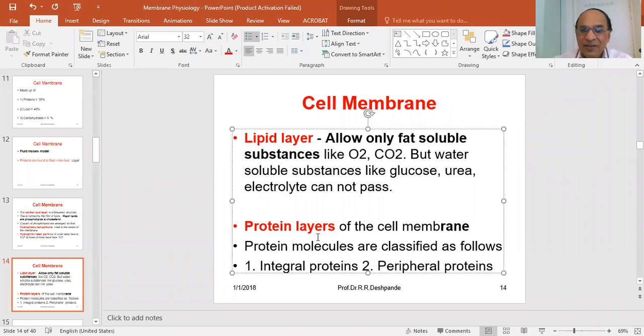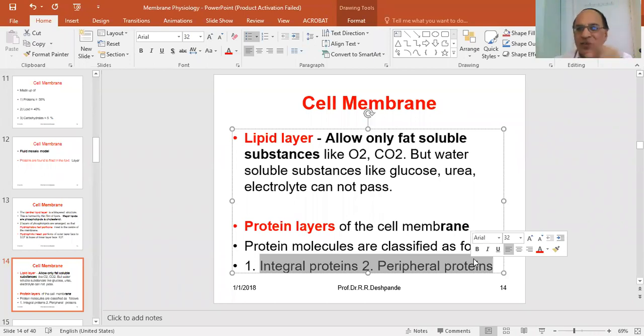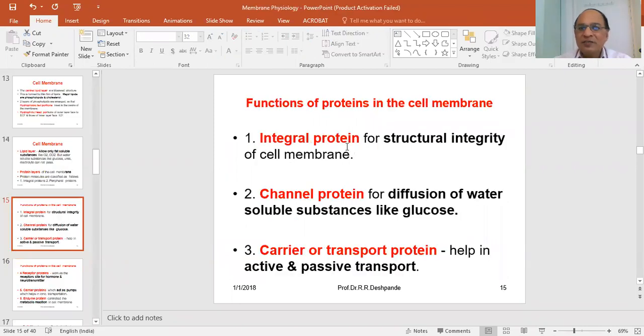Protein molecules are classified as follows: integral proteins and peripheral proteins. Integral means they bind different molecules together, so a network is there. Integral protein is for structural integrating, like cementing. When we build up a wall, bricks are there, and in between we fill the cement. That cement is nothing but the integral protein.